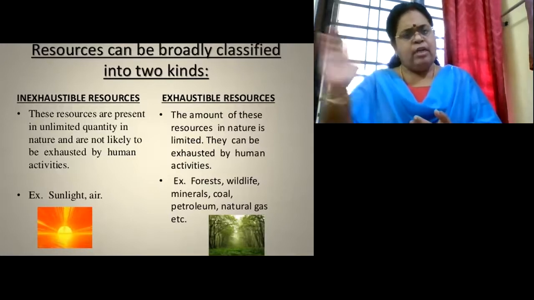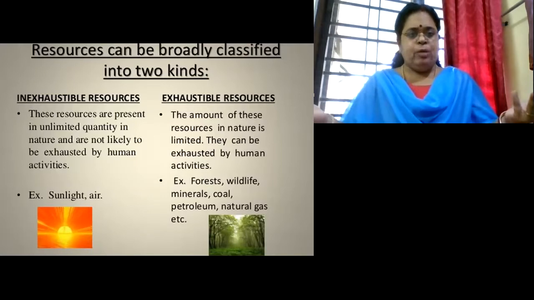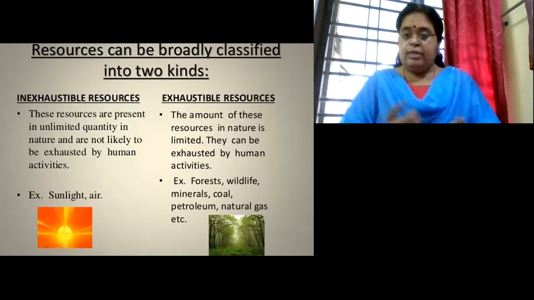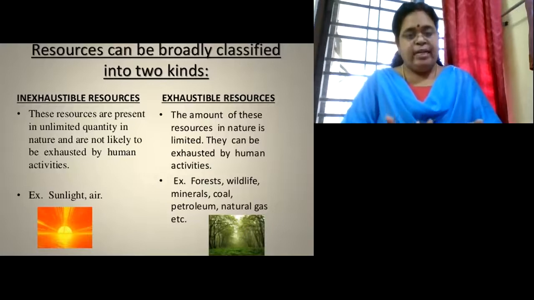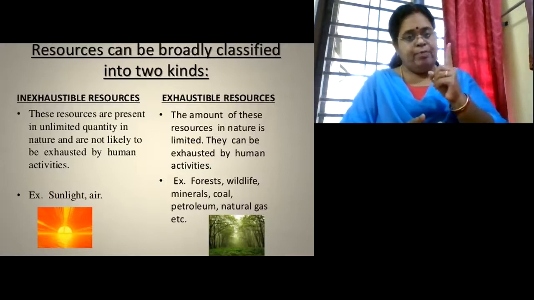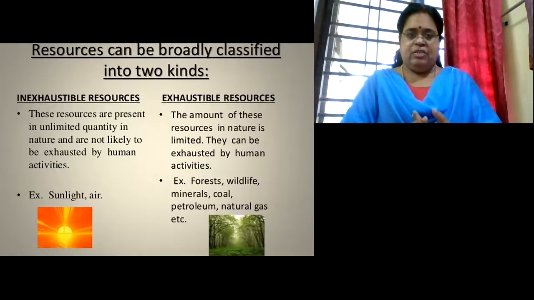If we just go on cutting the forest, time will come when there won't be any forests around us. There won't be trees around us. If we go on killing the animals, what will happen? The wildlife will get extinct. Minerals also, if we go on using them unnecessarily, if we don't look after them properly, time will come when they will get exhausted. Similar is the case with coal, petroleum, natural gas, etc. So these are all exhaustible resources.